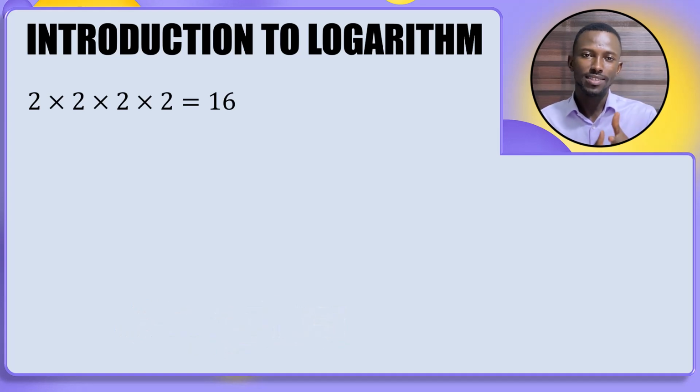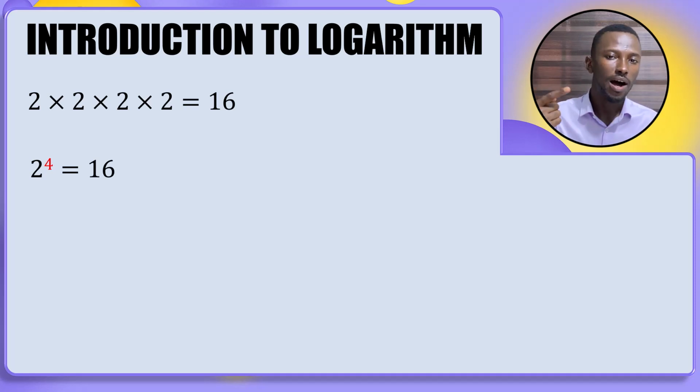And instead of writing 2 multiplied by itself 4 times, which stands for 16, we would prefer to write it as 2 to the power 4 equals 16. So 2 raised to the power of 4 equals 16 is the same as 2 multiplied by itself 4 times gives us 16. This looks very familiar.